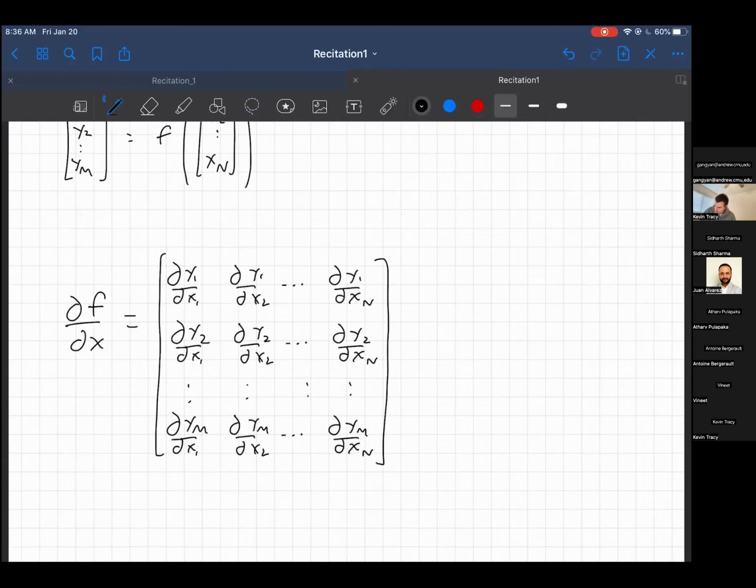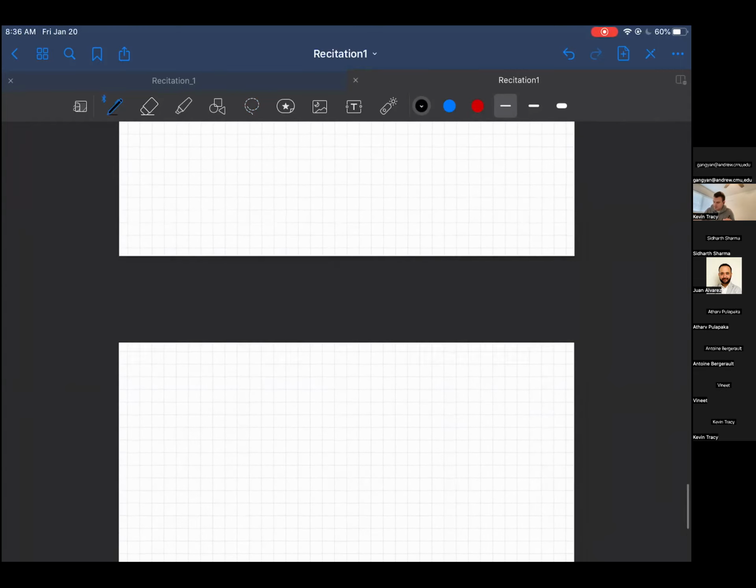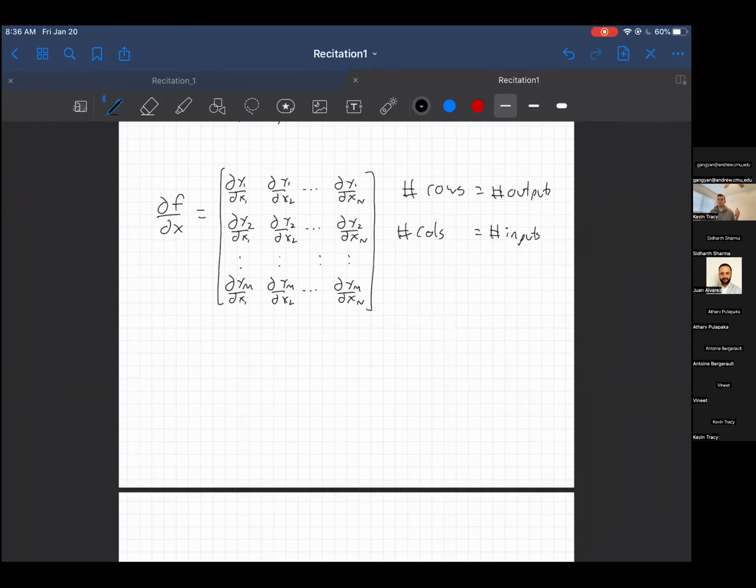I'll make this super explicit. Number of rows equals number of outputs. Number of columns equals number of inputs. So this is the Jacobian. There's really only one interpretation of this. You'll only ever see this written one way. Basically it gives me a way to write down the first partial derivative of all the outputs with respect to all of the inputs. And we're going to use this all semester. This is super useful.